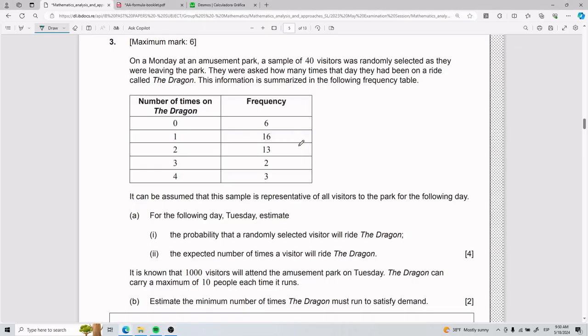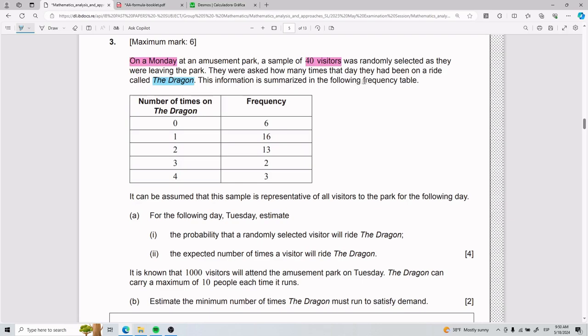All right, and now for number 3, we have that on a Monday, happy Monday, at an amusement park, a sample of 40 visitors was randomly selected as they were leaving the park. And all these visitors were asked how many times a day they had been on a ride called the Dragon. The information is summarized in the following frequency table.